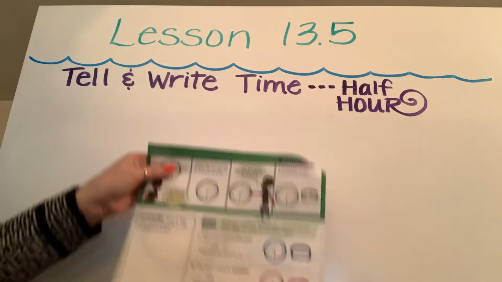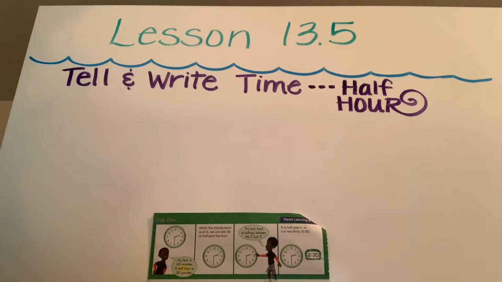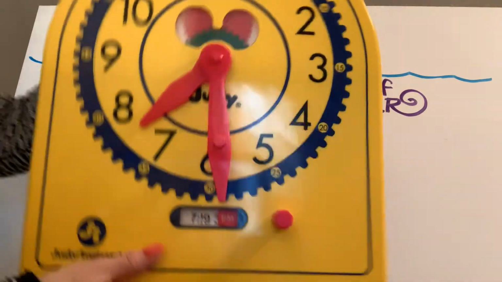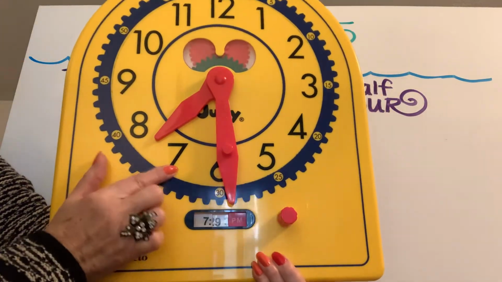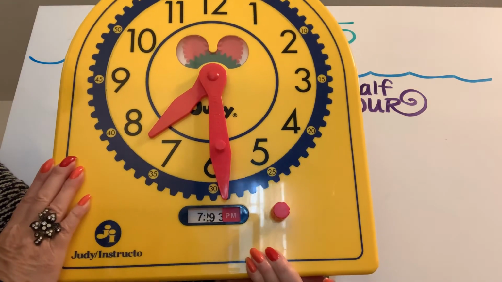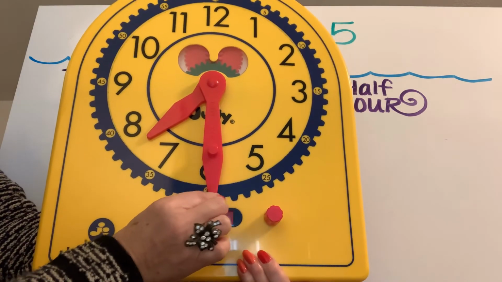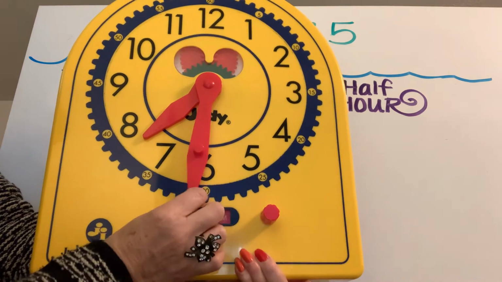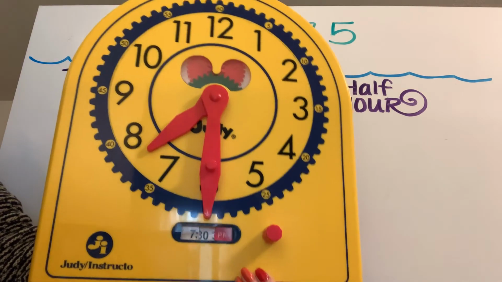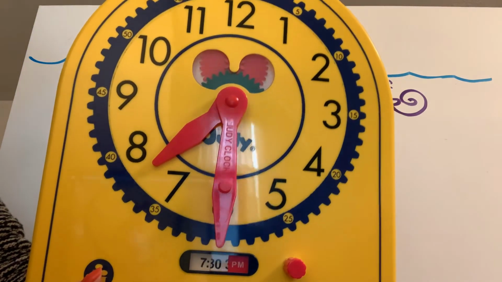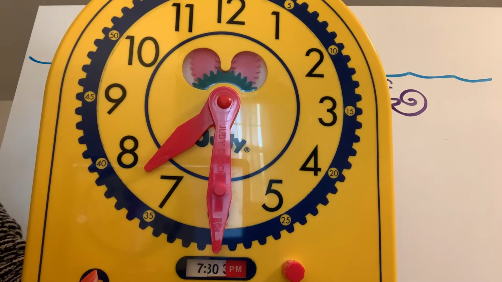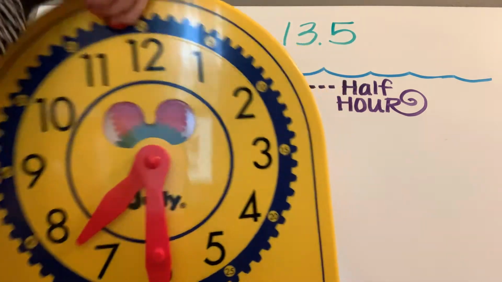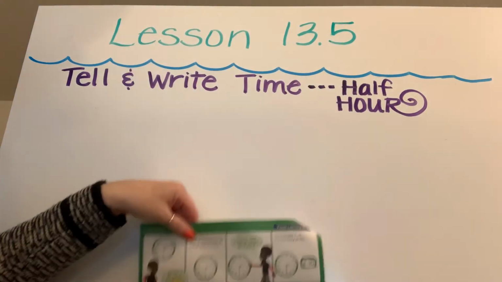So what would the minute hand say? Now I'm going to get my clock out. Do I have this right here? Is he between the 7 and the 8? Absolutely. And the big hand is on the 6. But can he say 6? No. What is he going to say? It must be 7:30. Good job. All right, now we're going to keep on going.